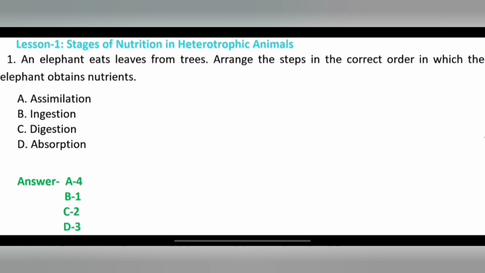Question number 1 is, an elephant eats leaves from trees. Arrange the steps in the correct order in which the elephant obtains nutrients. A is assimilation, B is ingestion, C is digestion, D is absorption. Answer: A is the fourth step, B is the first, C is the second, and D is the third step.